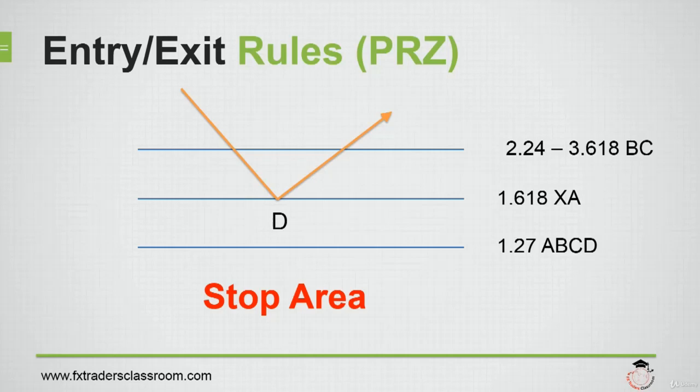And then our targets again are the 382 and the 618 of the A to D move.